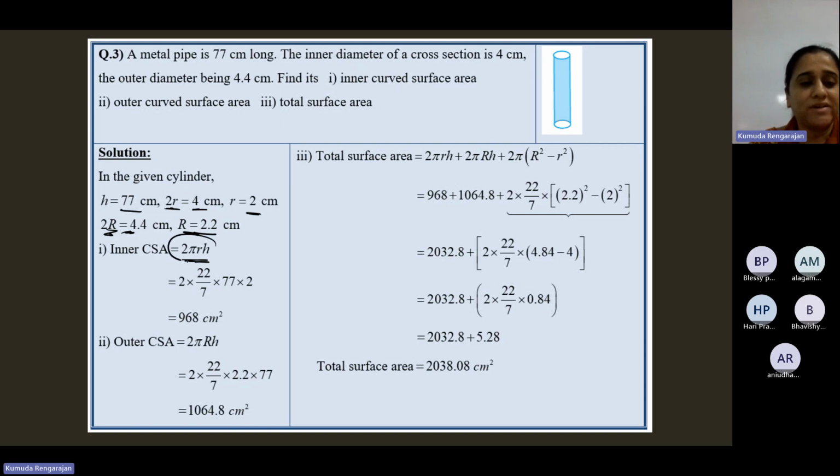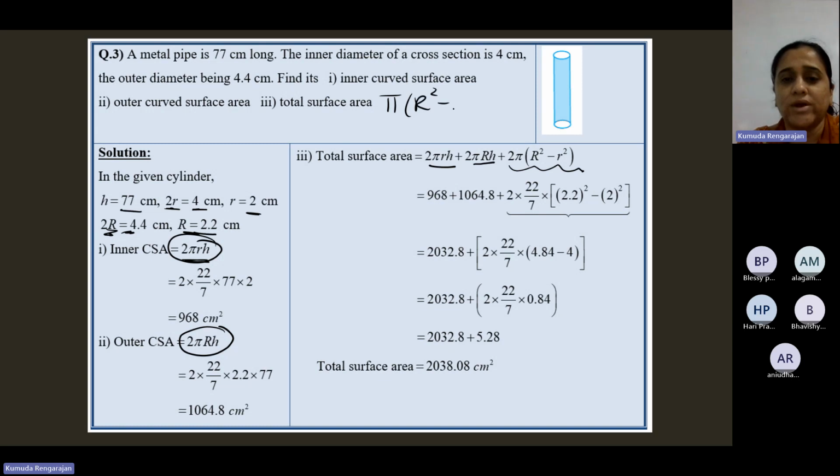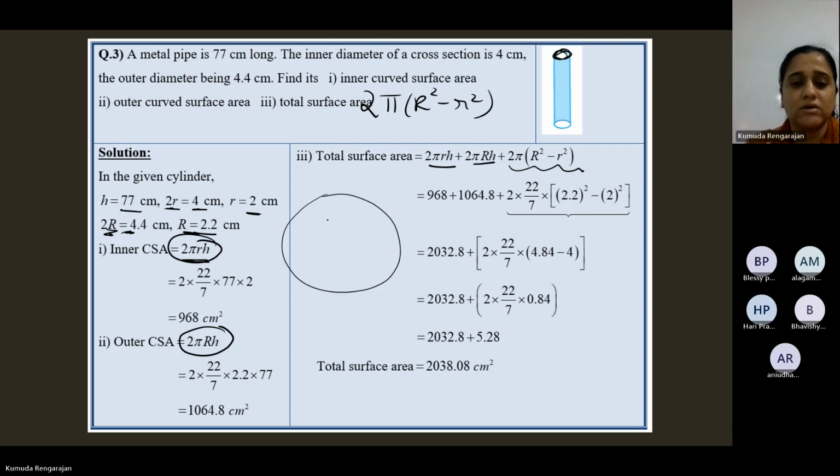Inner CSA is 2 pi r h. Outer CSA is 2 pi R h. Total surface area will be inner CSA, outer CSA, and what is this one? This one, pi (R square minus r square), is the area of that circular ring on the top. There's another one below, so into 2. Recall how we found the area of this one, children. Area of the outer circle minus the area of the inner circle, right?